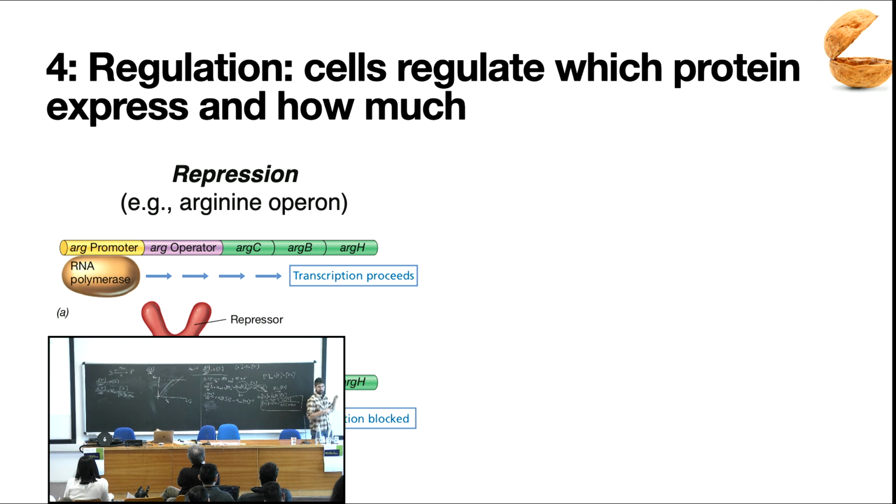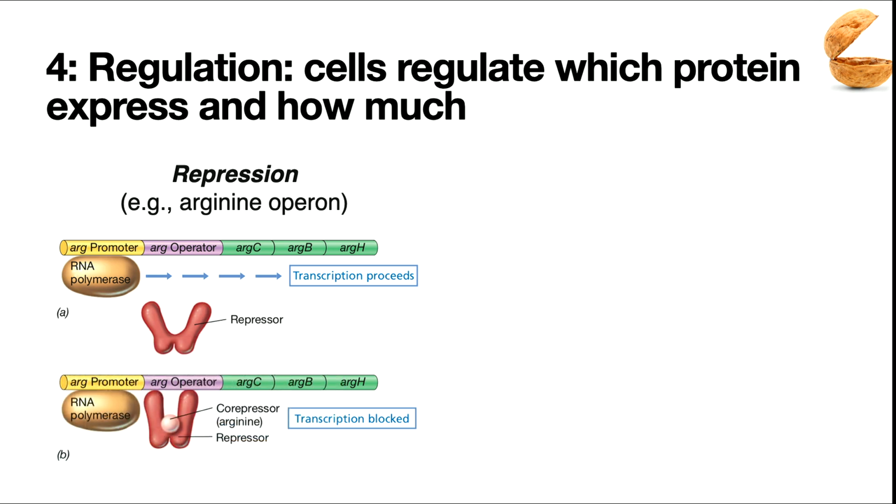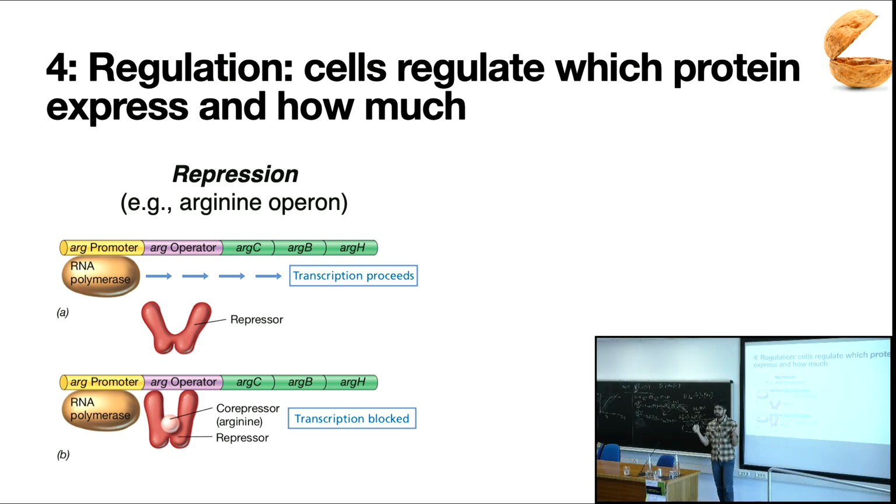I repeat once more. You have this protein going around, and there is no arginine, and this protein is doing nothing. Now there is arginine. Arginine binds to this repressor, and when it's bound, this repressor changes conformation and now wants to attach to DNA. It attaches to DNA, and RNA polymerase cannot move, and it doesn't produce the mRNA.